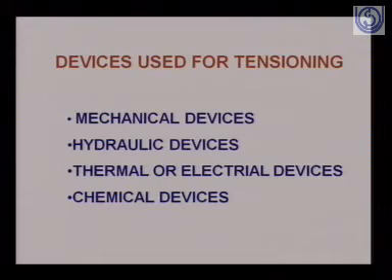Devices which we use for tensioning are of 4 types. First is mechanical devices, second is hydraulic devices, third is thermal or electrical devices. Though it is thermal or electrical, the basic concept is the same. The method how that thermal energy is provided is different. Based on that, these two names are there, thermal or electrical. Otherwise the action is the same for the two devices here. And last is chemical devices.